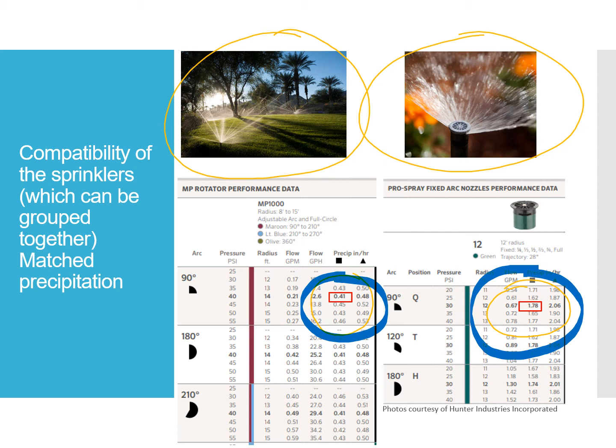So they're not compatible, and that's greatly going to diminish the efficiency of the system, and most likely is going to cause runoff in some areas in order to try to apply enough water to the lighter portion of the zone. So keep that in mind, that you want to stick with normally the same brand and the same series of nozzles together to make sure that you have matched precipitation. And we will talk about that a little bit more in the next session.